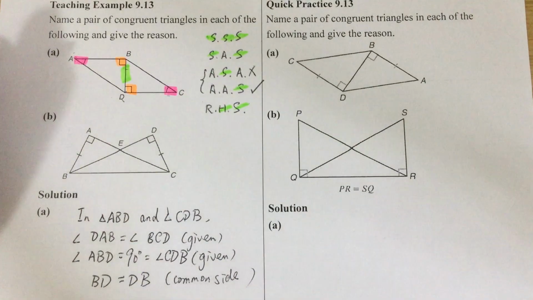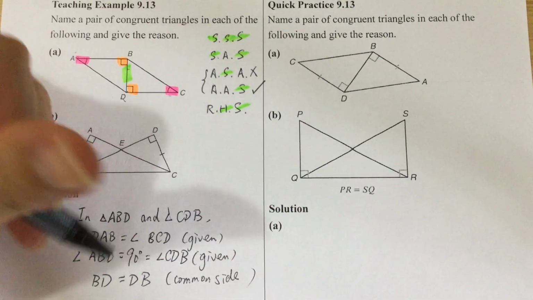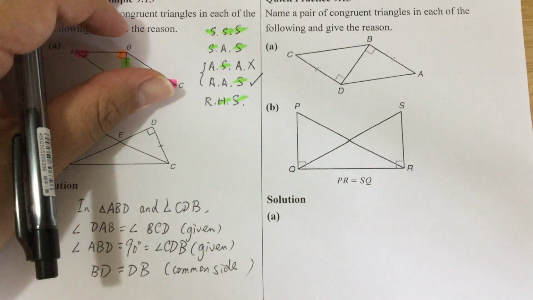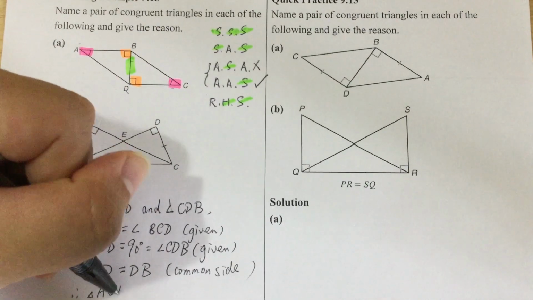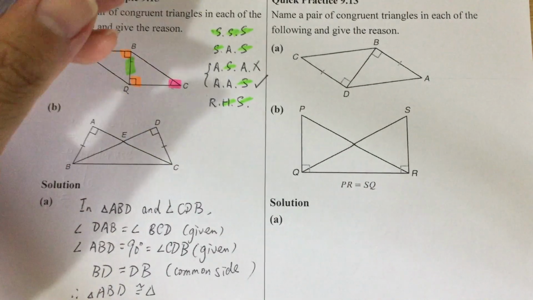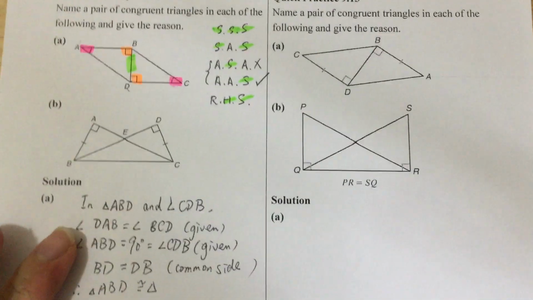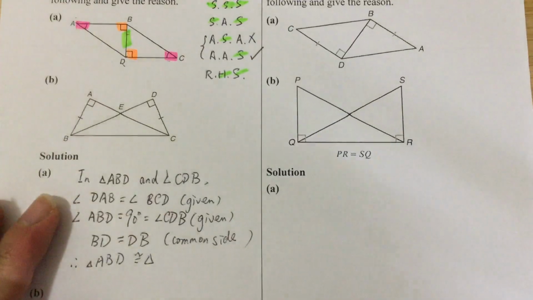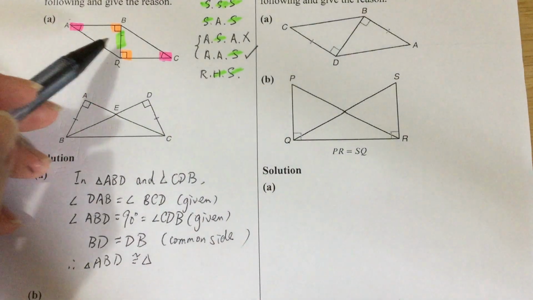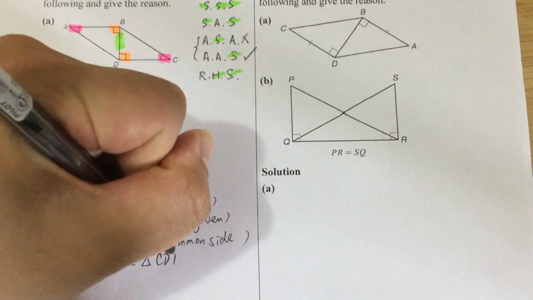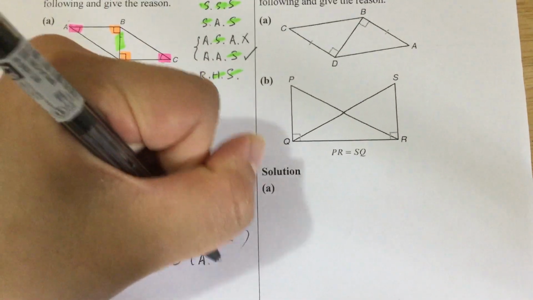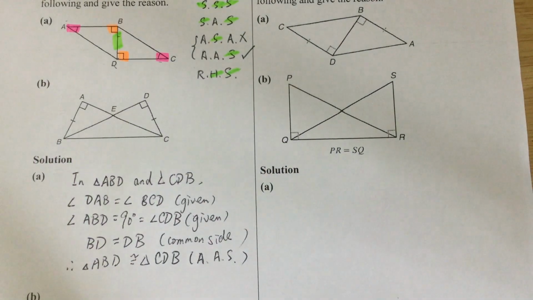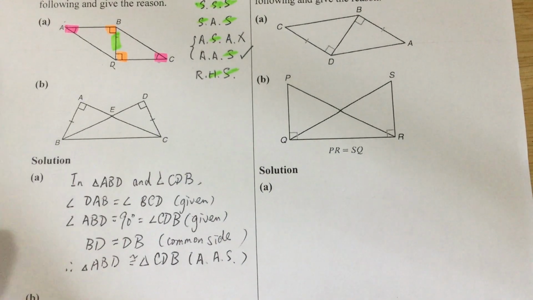So we solve the problem directly. That means we will use this one. So triangle ABD is congruent to triangle, okay, I move it a little bit down. Triangle ABD and triangle CDB, that will be AAS.